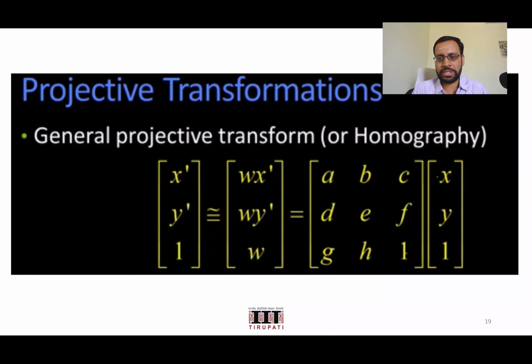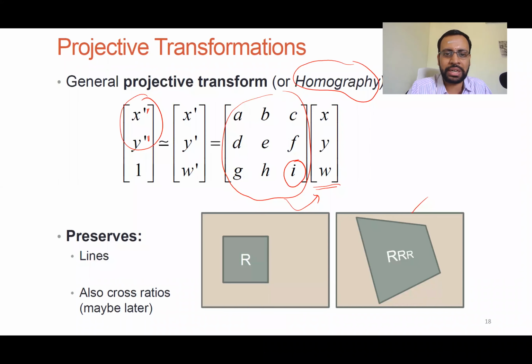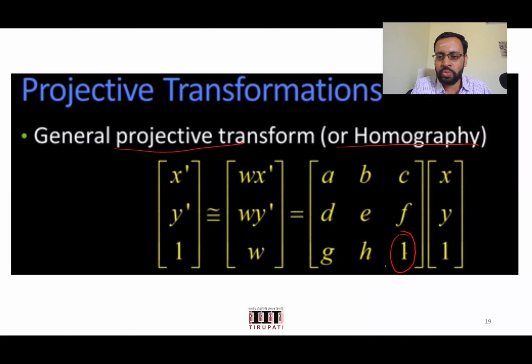So look here, this is a better way to see it. As I mentioned, this is called homography or general projective transformation, where you have A, B, C, D, E, F, G, H, I. But what is a nice thing that people do here is, instead of putting a variable I here as another unknown parameter, they would change it to 1. This is something done in practice. And notice that this is only going to change your W value.